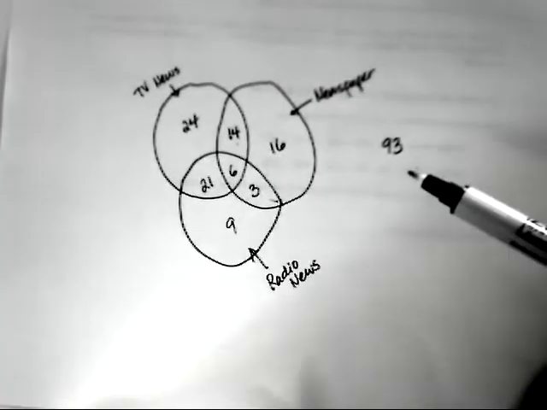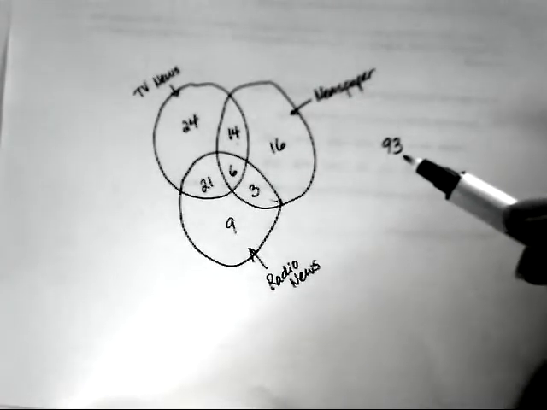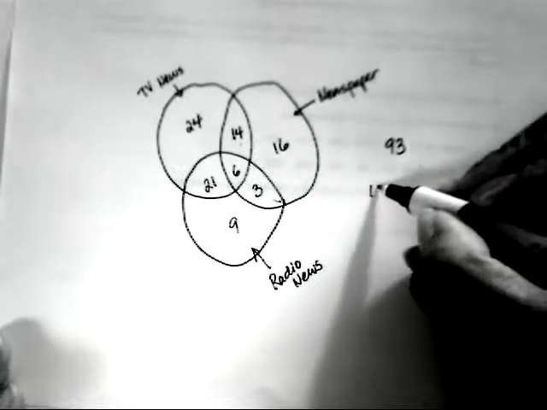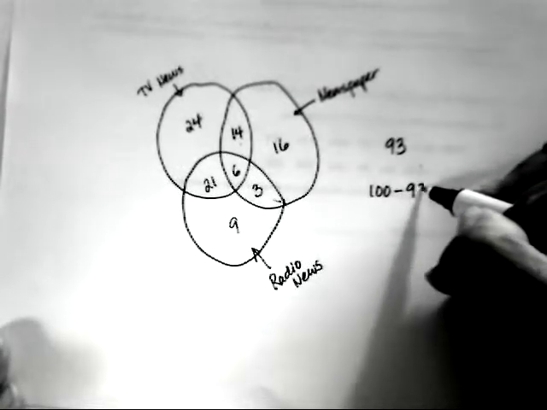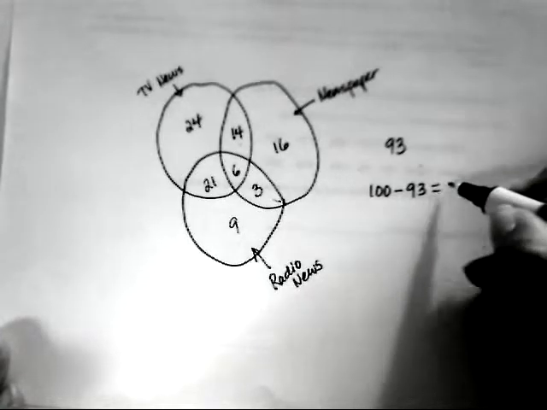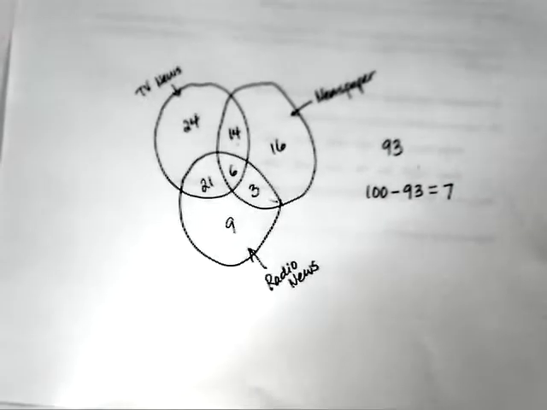But if we want to find out how many are getting their current events by some other means other than those three, then we'll take 100, which is the total number that was polled, subtract 93 from that, you'll get 7. So that means that 7 people are keeping up with current events from sources other than those three that are given.